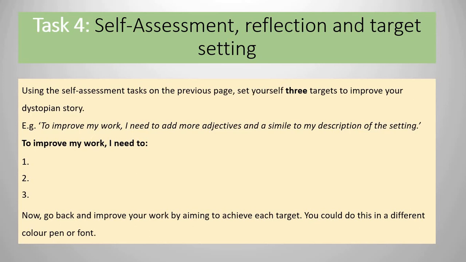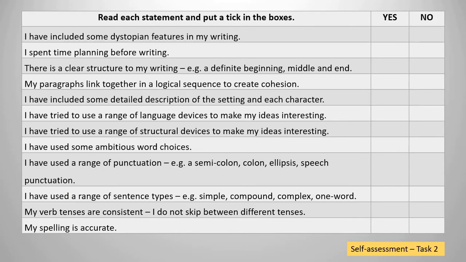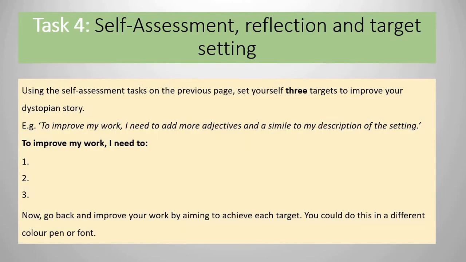And it's nice for me to see how you view your own work. So using the tasks on the previous page, so here, set yourself 3 targets. So say that you had clicked no for included, so maybe you click no for the clear structure in my writing, that you can really see the beginning, middle or end. If that was the case, that you feel that you actually hadn't quite got your structure accurate, one of your targets could be to improve my work, I need to ensure that my story has a definite beginning, rising action, climax, falling action and resolution. So really focus on my structure.